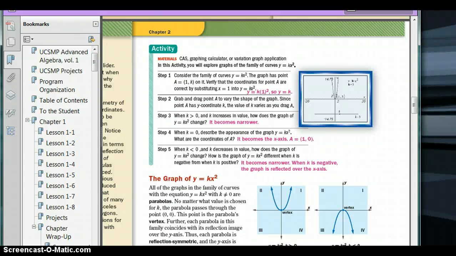I'm going to go through this activity on page 102 in lesson 2.5, and I'm going to show you how to do this on your calculator so you can manipulate the graph on your calculator as well. So in this activity it says we're going to explore graphs of the family of curves y equals kx squared, and that's what the lesson was about. So we're going to probably graph y equals kx squared and then kind of play with it and change it around and do some different things with it.